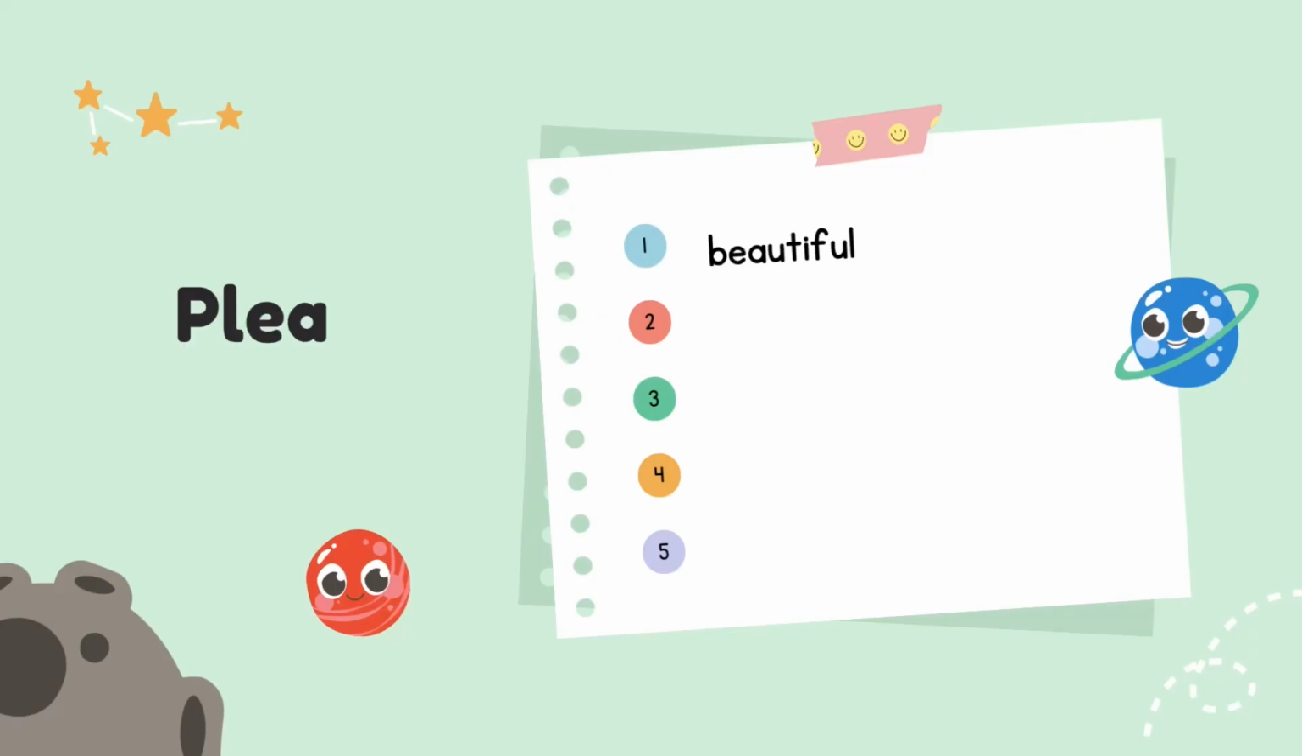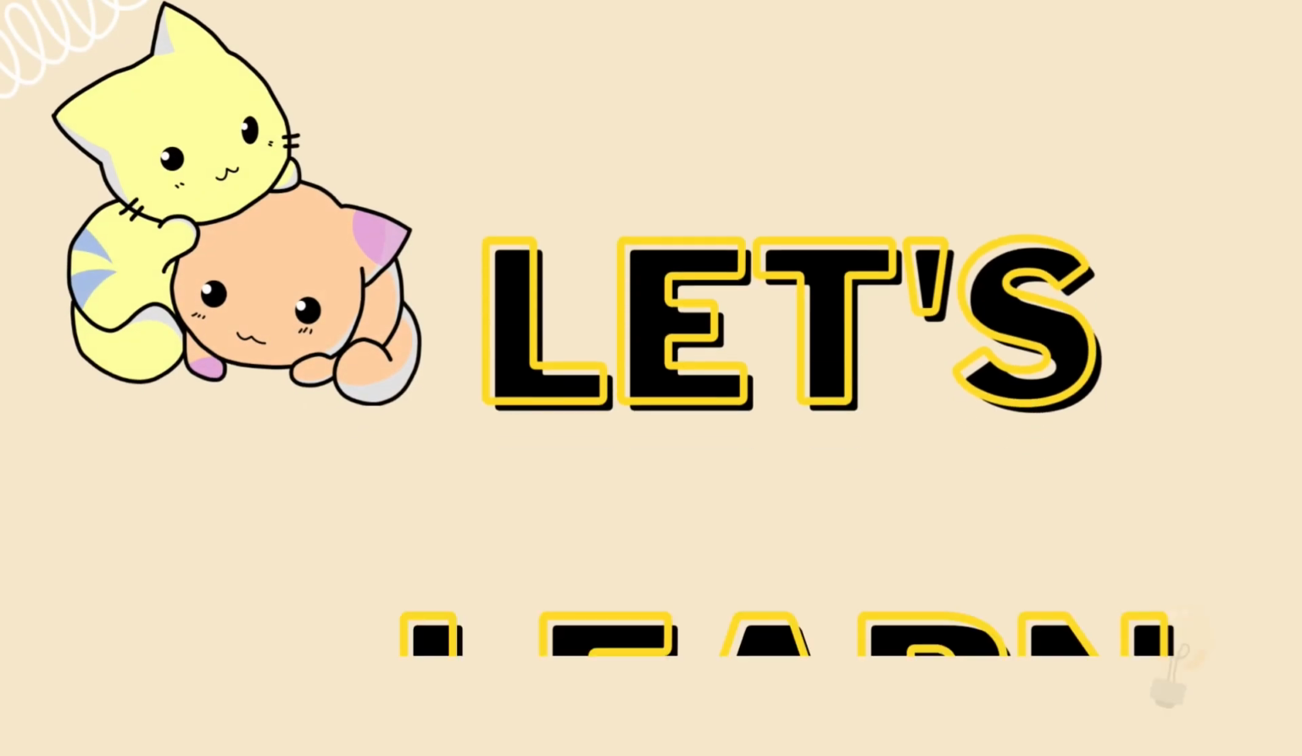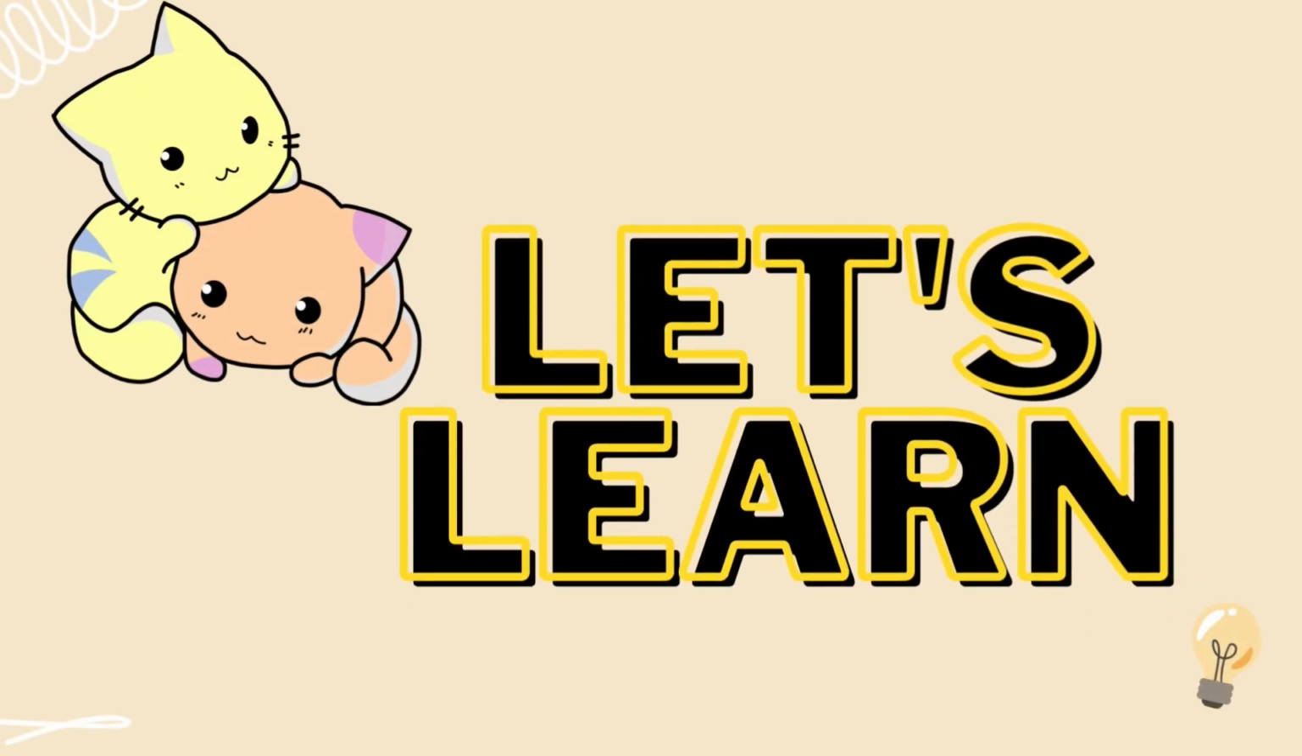Okay everyone, please read the words shown. Number 1, beautiful. Number 2, small. Number 3, happy. Number 4, clean. And number 5, expensive. Okay everyone, let's learn more about comparative and superlative. Alright, let's take a look at this video. Please watch and listen carefully.